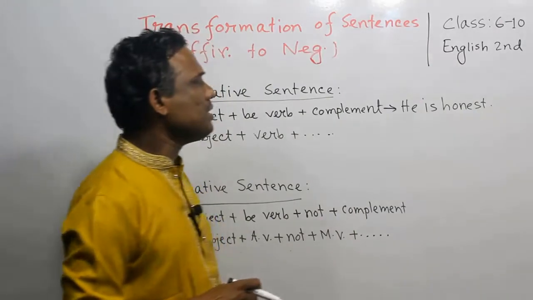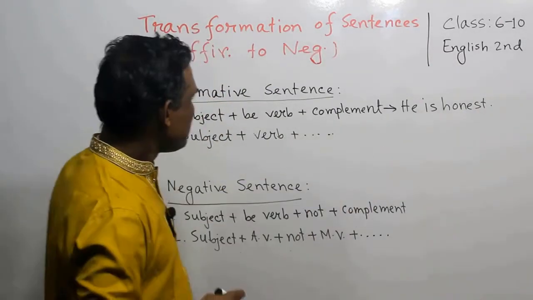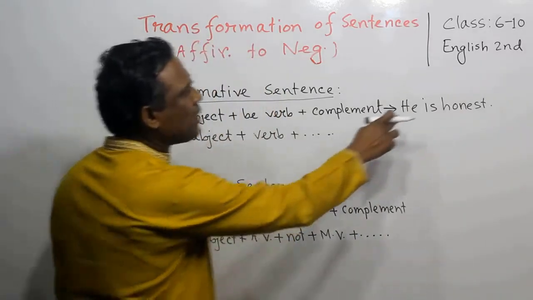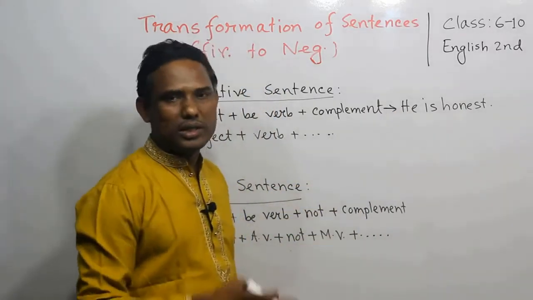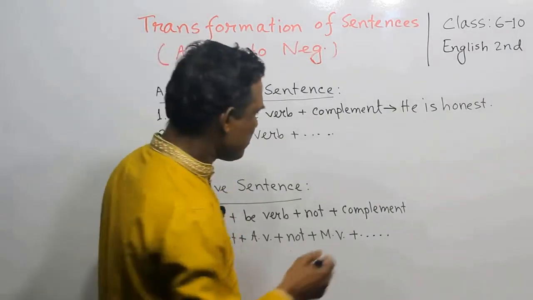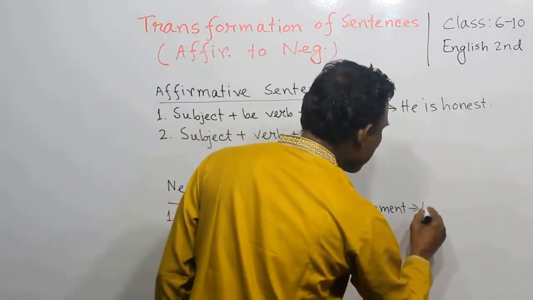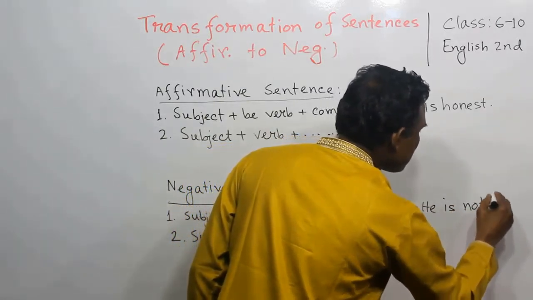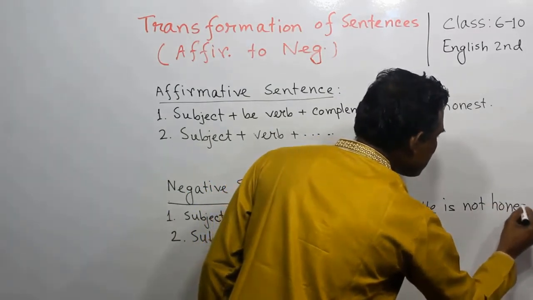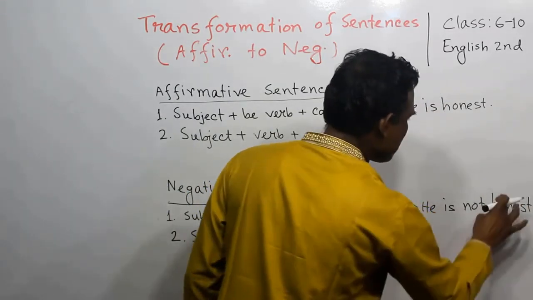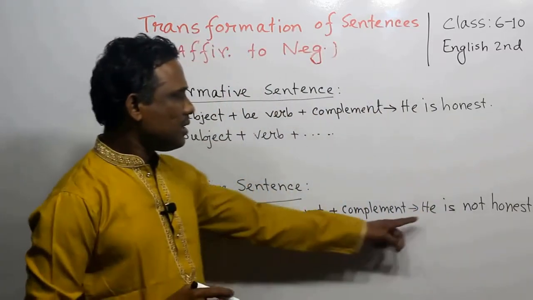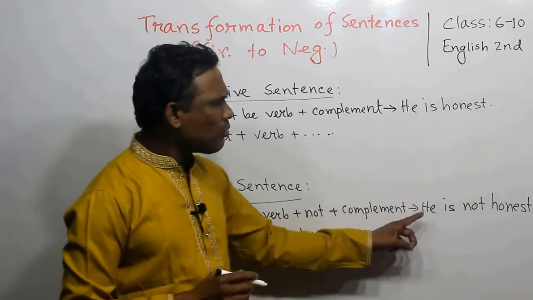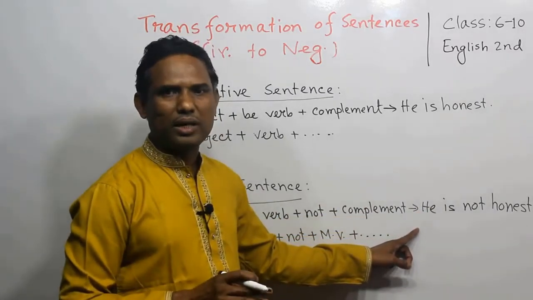You can say, he is honest. Here is be verb, honest, adjective complement. If I write this sentence according to the structure of negative sentence, I can write, he is not honest. According to the structure of negative sentence, it is no doubt a negative sentence. It is a negative sentence. But think about the meaning.